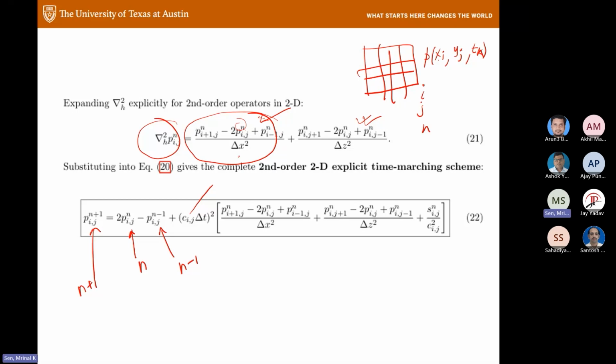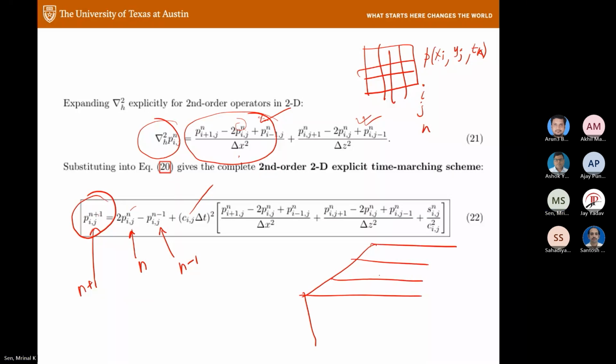So what is that telling you? And why do I have this form? The reason I have this form is that this equation is letting you compute your pressure wave field at a future time n plus 1 given your wave field at n and n minus 1. So let's say that I have, this is my spatial grid in 2D, and that's my time, right?